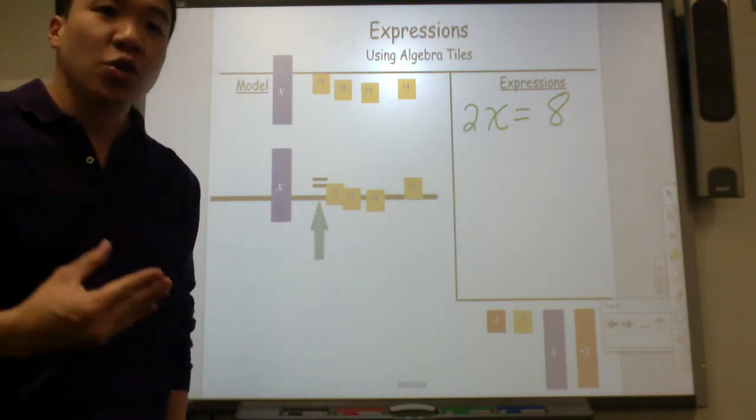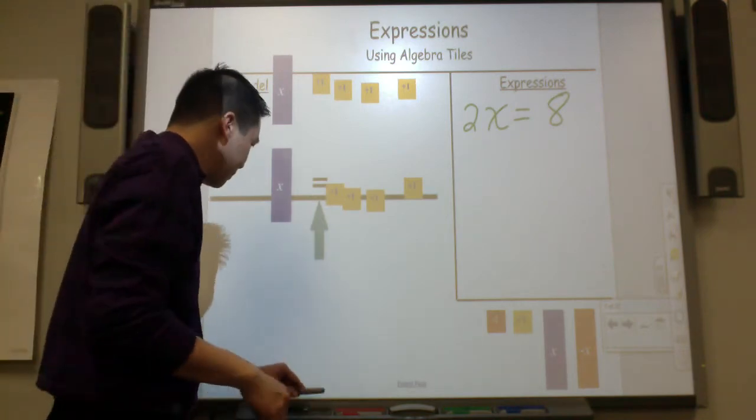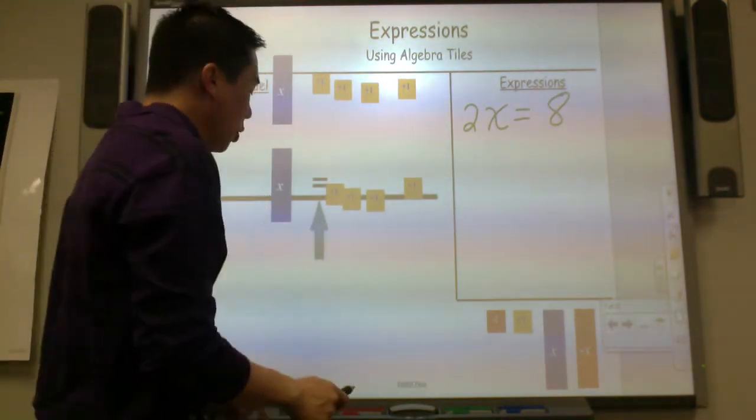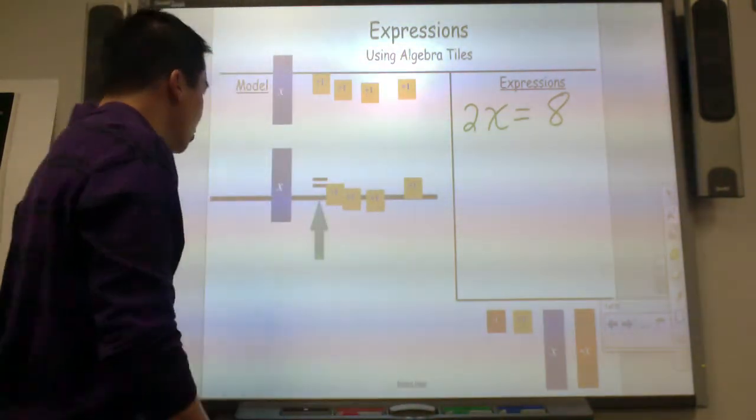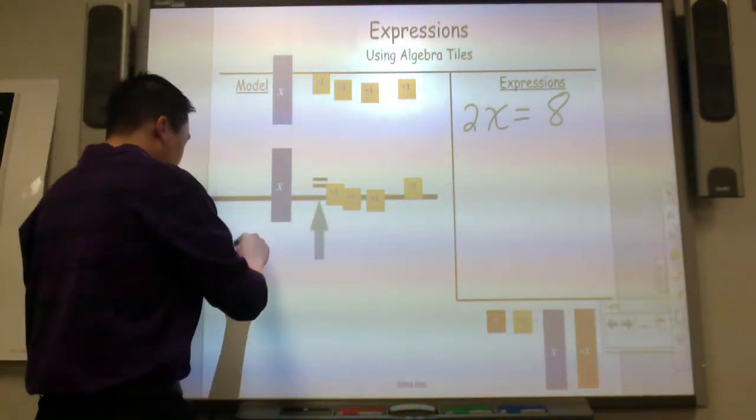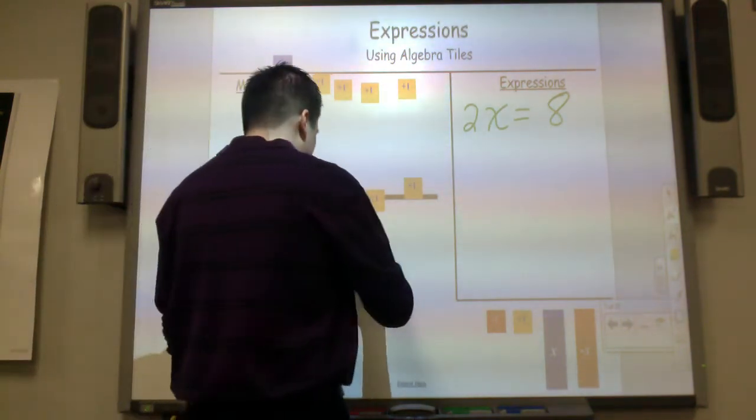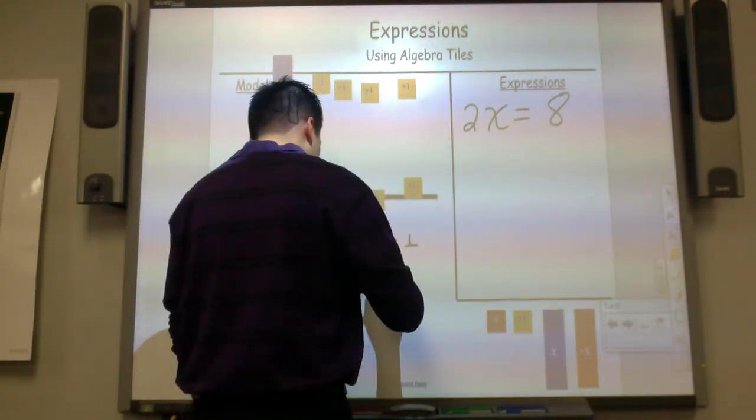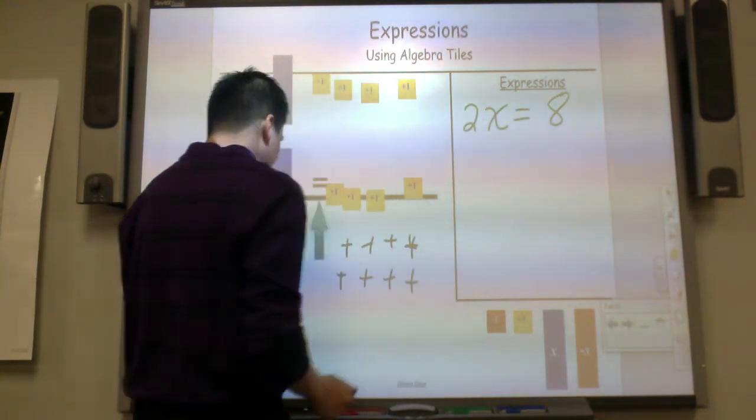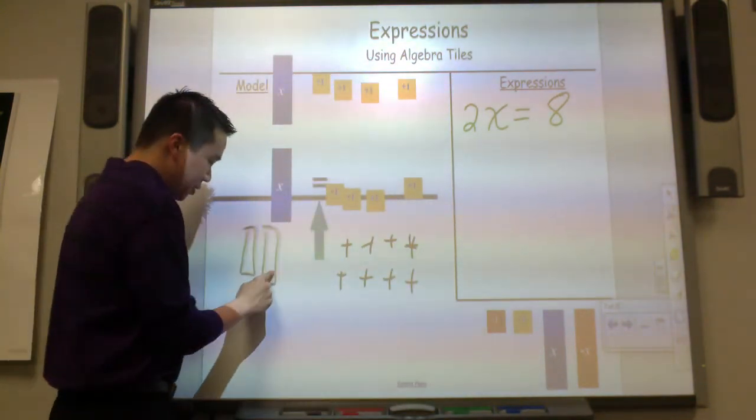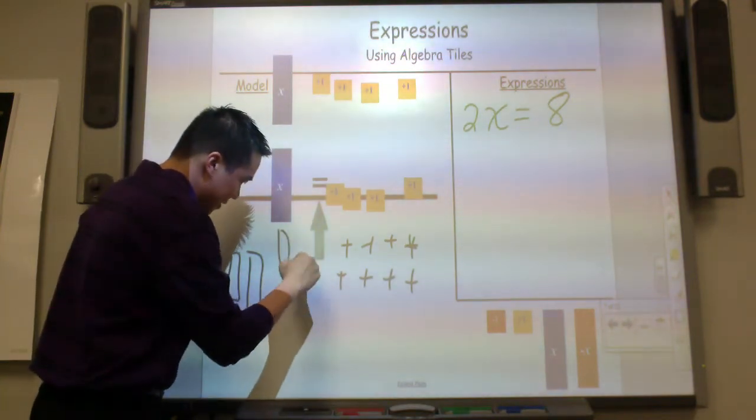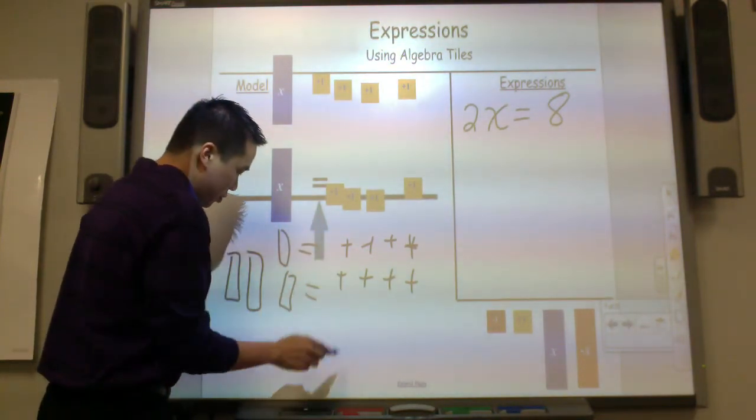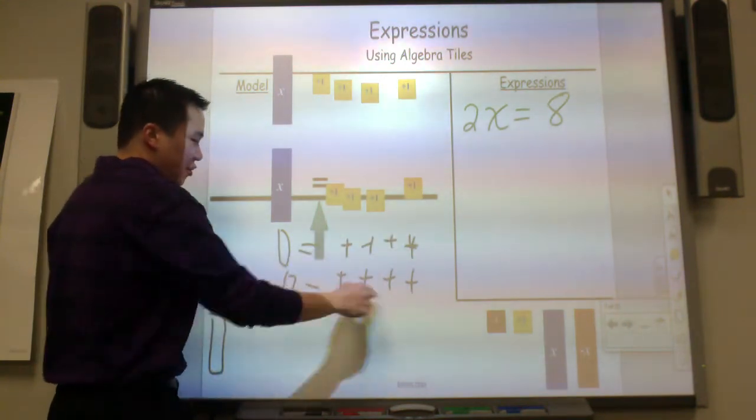Could you do this with drawing? You can. You don't have to do this. Actually, you will have to on your notes when we do the real example by yourself. To draw this, you can draw 2 x's, and you have a balance of positive 8. So each x is equal to positive 4.